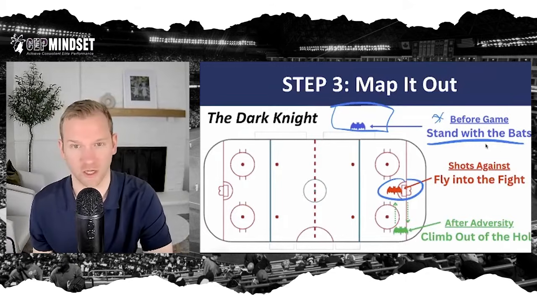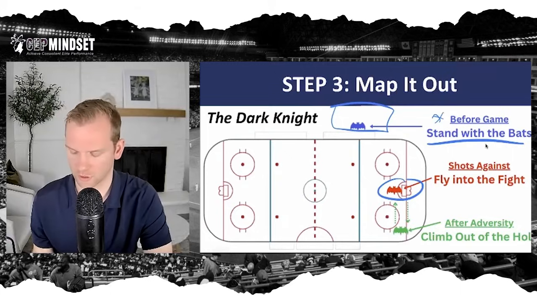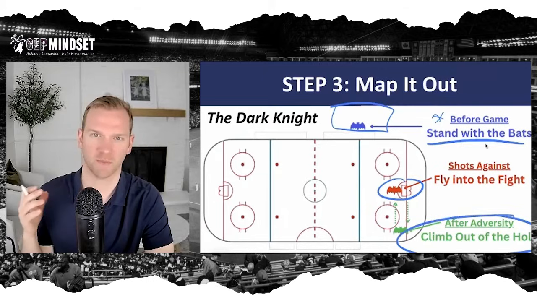And for when taking shots against, I put his reset routine, when adversity happens, he's doing a loop to the corner. And so this is when he climbs out of the hole and does a reset around bouncing back from adversity.